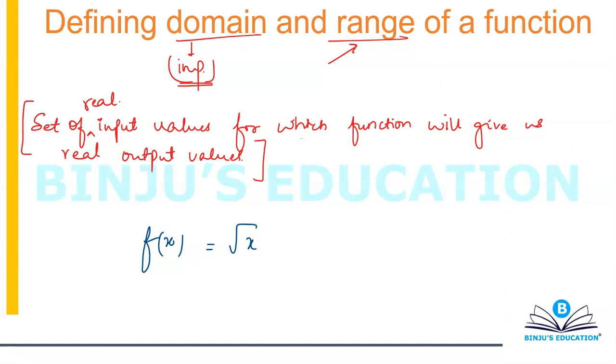So in this case, the only input values that you can provide are x greater than or equal to 0, because for x equal to 0, root 0 is 0, and for positive numbers the root function is defined. Root 1 is 1, root 2 is 1.414, root 3 is 1.732, and so on. So the domain for this becomes x greater than or equal to 0.